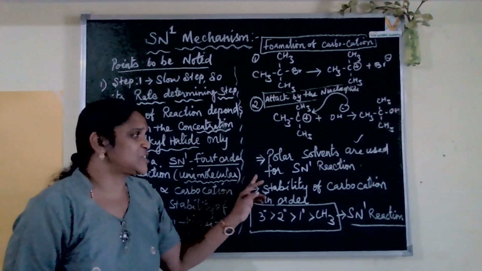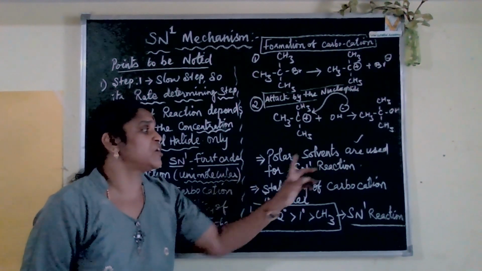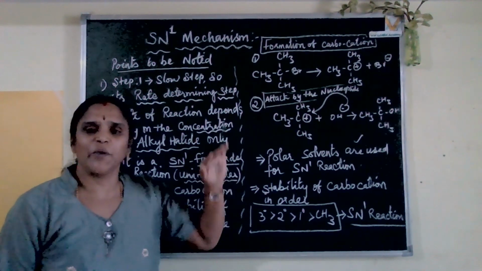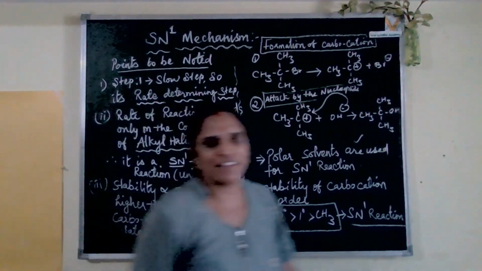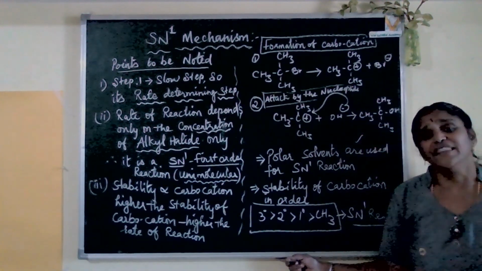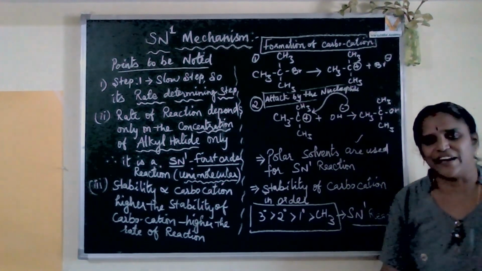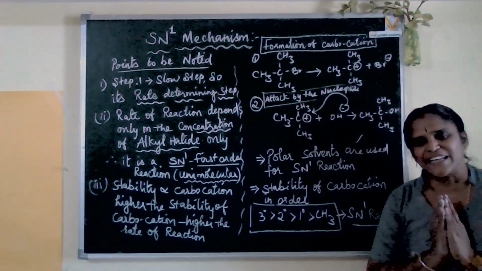Okay, now the next one: polar solvents are used for the SN1 mechanism. Hope you're clear with it. If you want, you can take a screenshot. In the next video, we are going to see some give-reason questions related to this point.